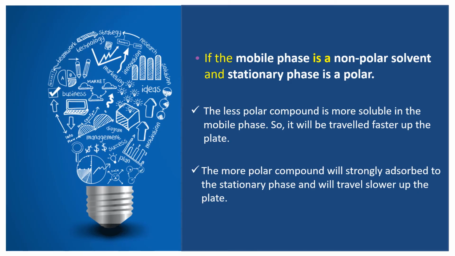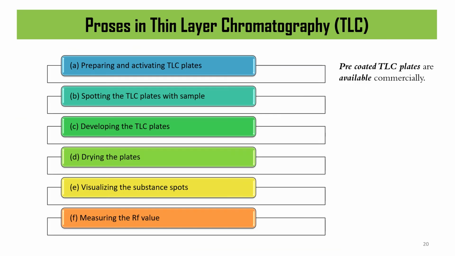If the mobile phase is a non-polar solvent and stationary phase is polar, the less polar compound is more soluble in the mobile phase, so it will be travel faster up the plate. The more polar compound will strongly absorb the stationary phase and will travel slower up the plate.